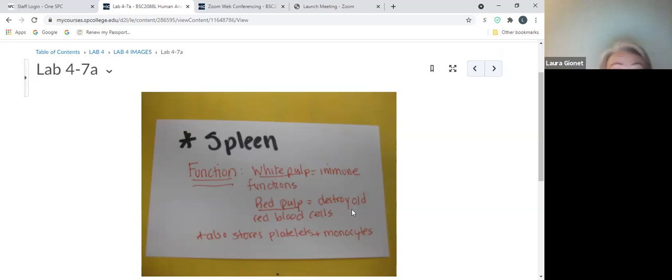And the red pulp isn't just for working on the red blood cells, but it is where you'll find a lot of the macrophages that do break down those red blood cells. We have 3 types of cells there: T lymphocytes, B lymphocytes, and macrophages. Monocytes and macrophages.